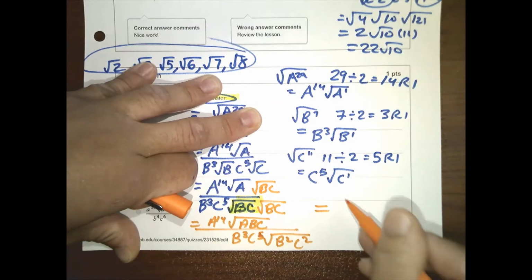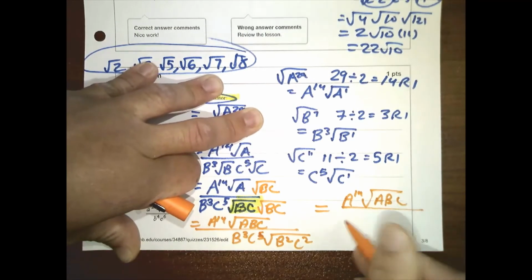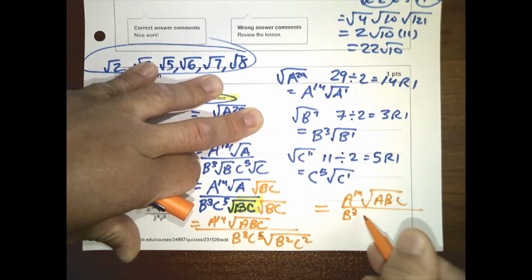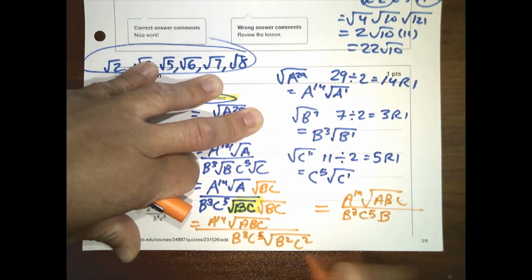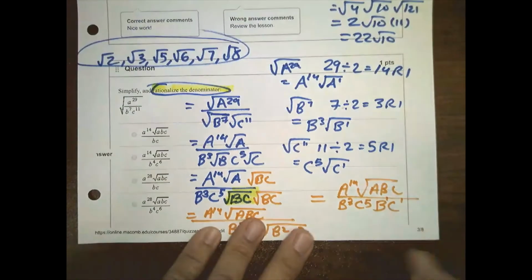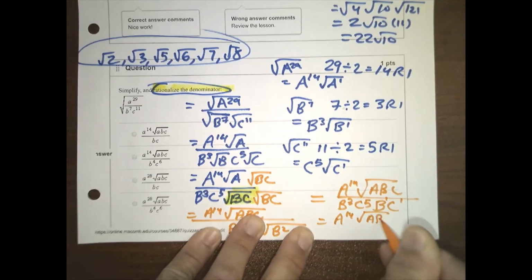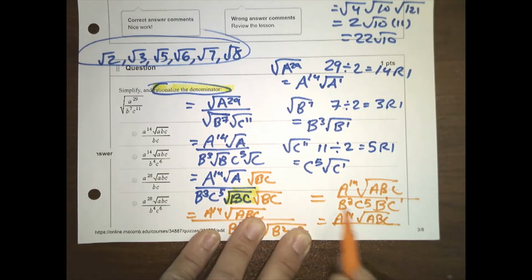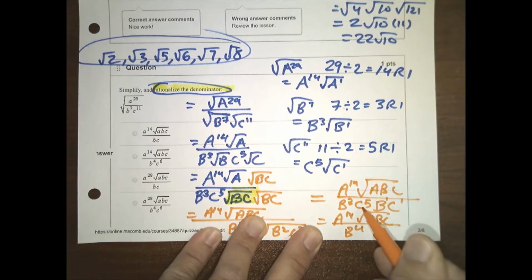And then I have a to the 14th, square root of a, b, c, and b to the 3rd, and then c to the 5th, but the square root of b squared is b, and square root of c squared is c, or b to the 1st, c to the 1st. And then I just go ahead and simplify the denominator, so b to the 3rd times b to the 1st is b to the 4th, and c to the 5th times c to the 1st is c to the 6th.